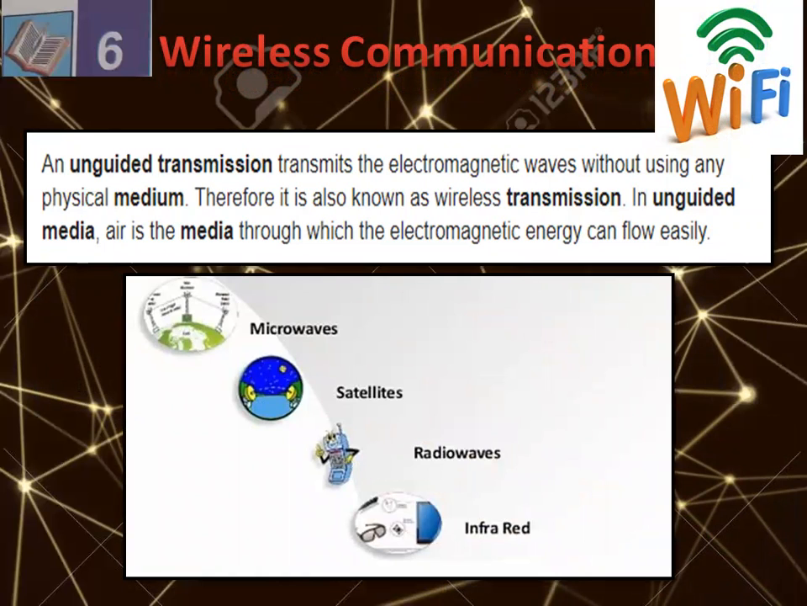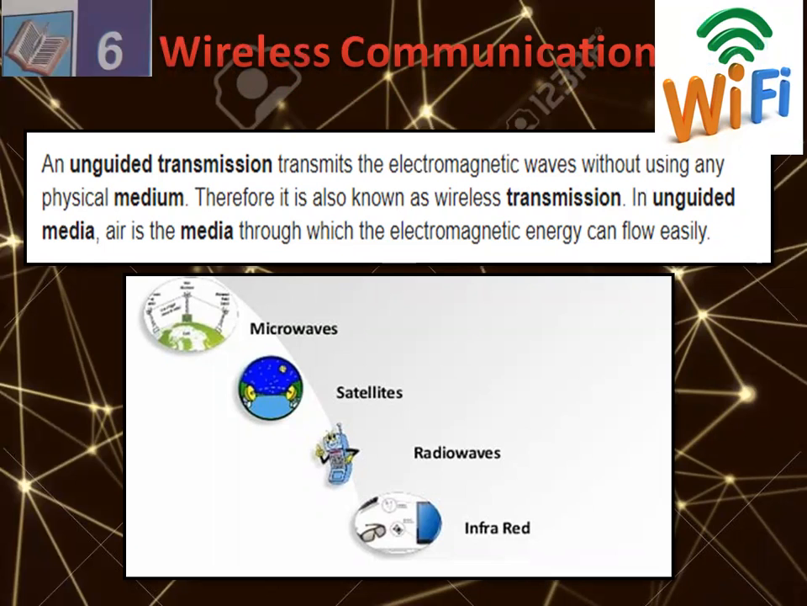So dear students, wireless communication basically can be classified as an unguided transmission and unguided media also. In unguided transmission, we transmit the electromagnetic wave without using any physical medium. Therefore, it is also known as wireless transmission. In unguided media, air is the media through which the electromagnetic energy can flow easily. So wireless communication is also known as unguided transmission. Unguided transmission means that no wire and no cable is required.